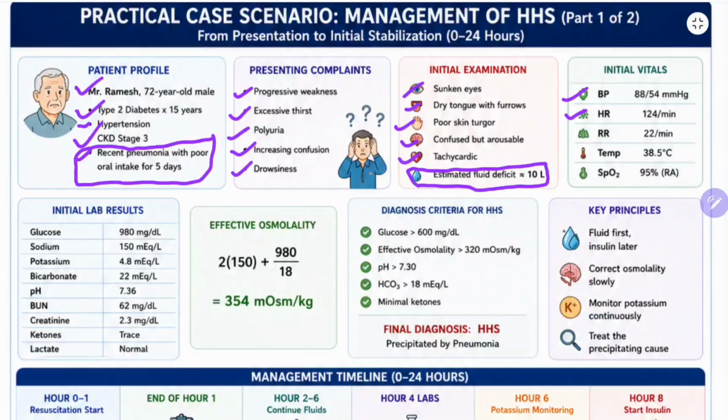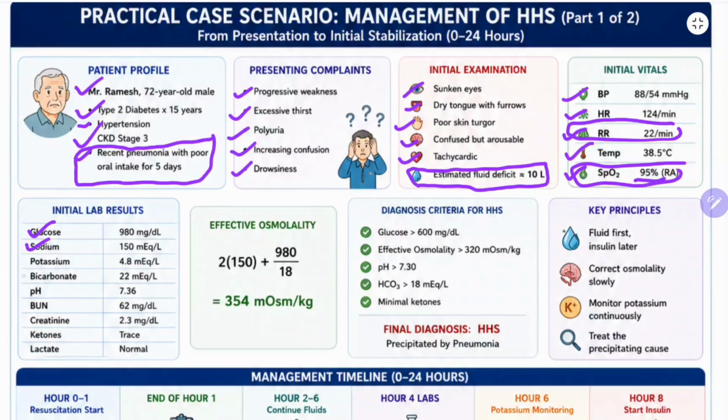Respiratory rate is 22 per minute, slightly elevated. Temperature is 38.5 degrees Celsius, also elevated. SpO2 95%. Saturation is normal. Okay. So respiratory rate is elevated, saturation is normal. That means there is acidosis. Okay. So initial lab results, glucose is 980 milligram per deciliter. See how much it is elevated.